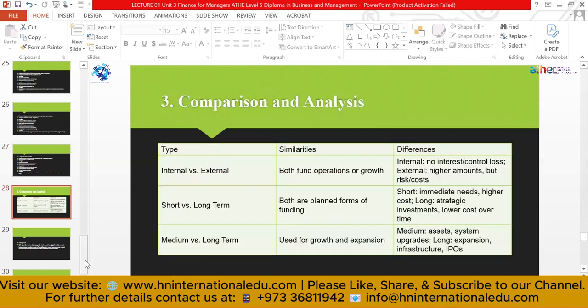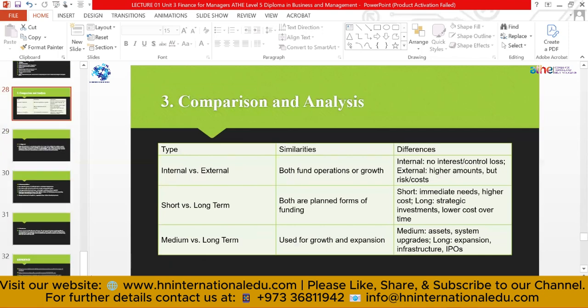Now we have the comparison analysis, that is the similarities and differences, type, internal versus external. Similarities, both fund. This is how you explain it in your assignments too. First, explain all the points, their weaknesses and strengths, and then collectively you can explain the similarities and differences.